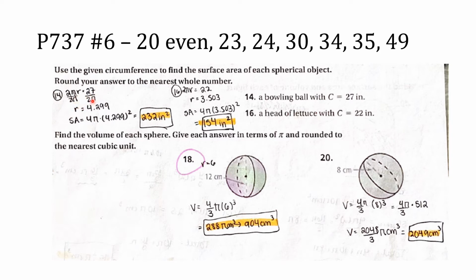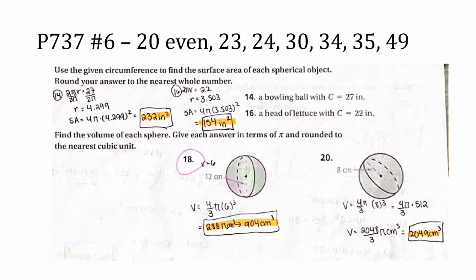And because there's not a pi to nicely cancel out on this side, I actually do have to plug that into my calculator, and I get r equals 4.299 approximately. So then I can plug that into my formula for surface area, which is 4 pi r squared. And that gets me, it says to round to the nearest whole number, so that gets me approximately 232 inches squared. On number 16, same exact process.